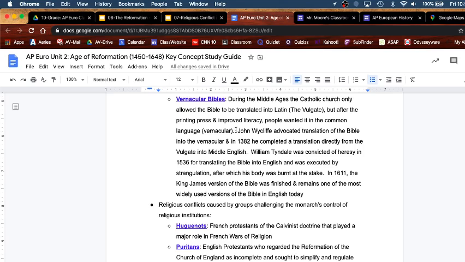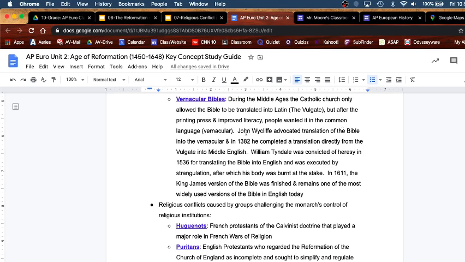But the Catholic Church only allowed one version of the Bible. So during medieval times, or the Middle Ages, the Catholic Church only allowed the Bible to be translated in Latin. It was called the Vulgate. It was the official version of the Holy Bible that was used by the Catholic Church. But after the printing press and improved literacy, people wanted it in the common language, right? If you were French, you wanted it in French. If you were English, you wanted it in English, the vernacular. If you were living in the Holy Roman Empire, you probably wanted it in German.